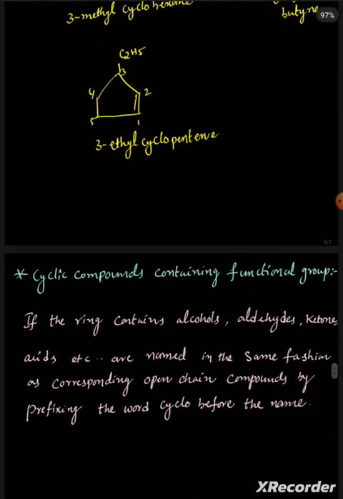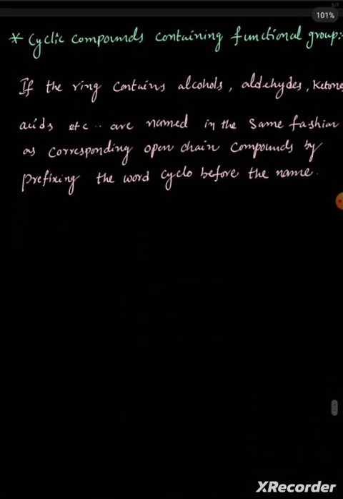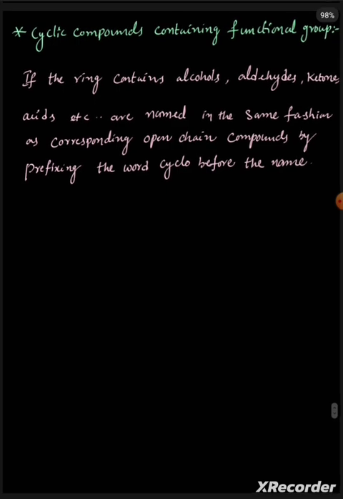Next, one more important point. Cyclic compounds containing functional group. If the ring contains alcohols, aldehydes, ketones and acids etc., they are named in the same fashion as the corresponding open chain compounds by prefixing word cyclo, okay, before the name.